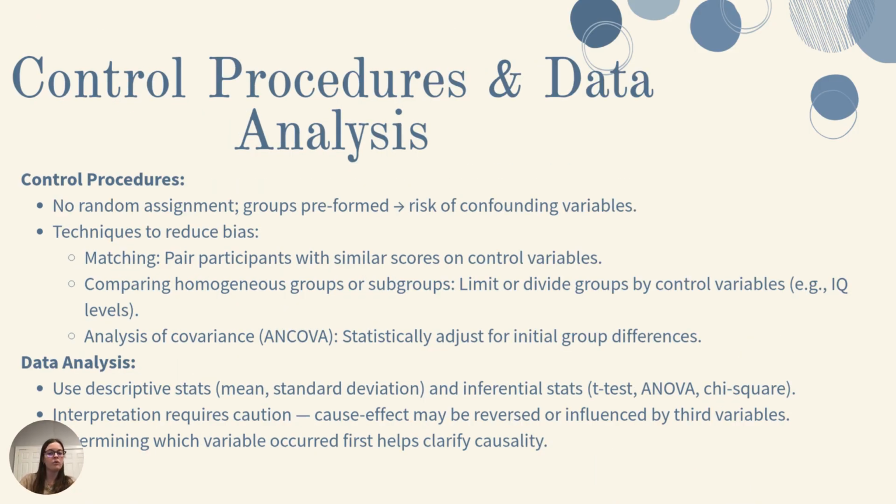So, control procedures. A major challenge is making fair comparisons because groups often differ in more than one way. So, to reduce unfair differences, researchers might use matching. So, this would be pairing similar students together, or using homogeneous subgroups. This would be analyzing similar categories separately. And then we could also adjust for prior differences statistically beforehand. But even with these tools, we still have to be very careful about claiming a cause.